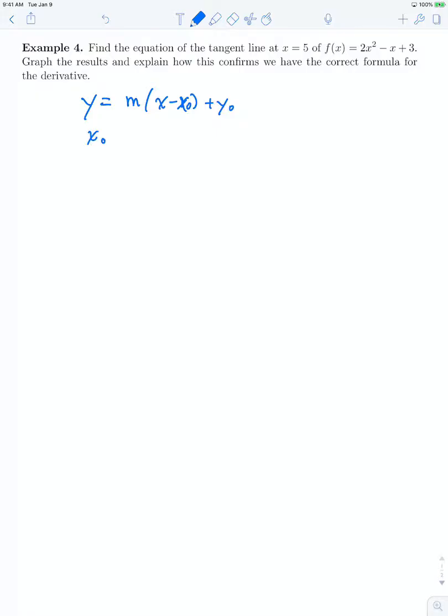So x0 is usually given, and it is in this problem exactly. It's x equals 5. y0 should be the corresponding y value, so that's the y value at x0, which is 5. And we find that by just plugging in 5 to the formula. And so far we haven't done anything new. m is the new part, meaning that's what we can do now that we know some calculus. And this will be f prime of x0.